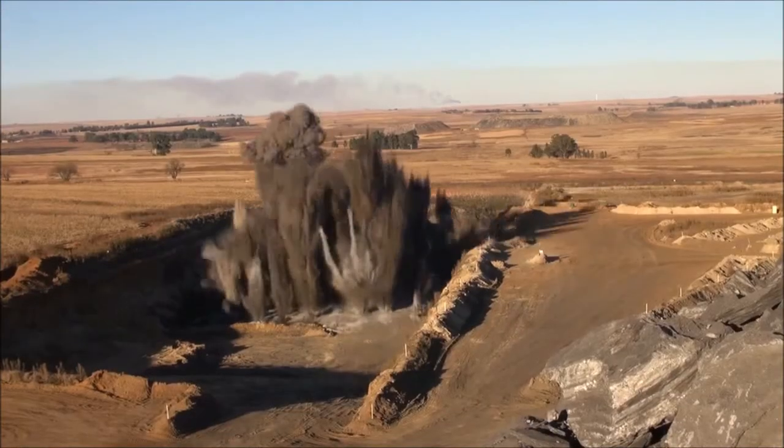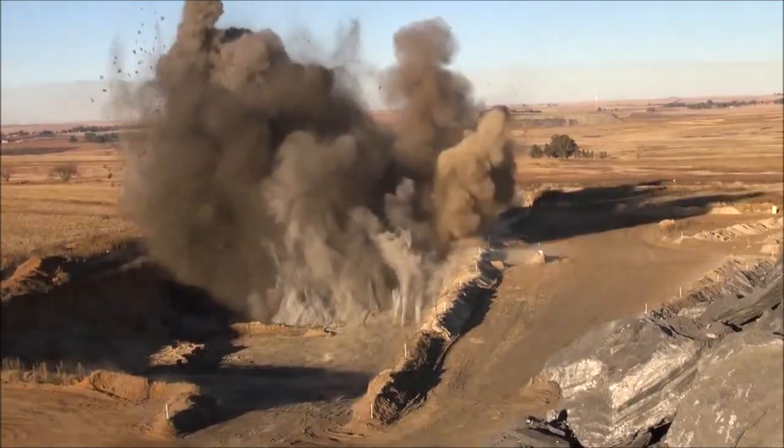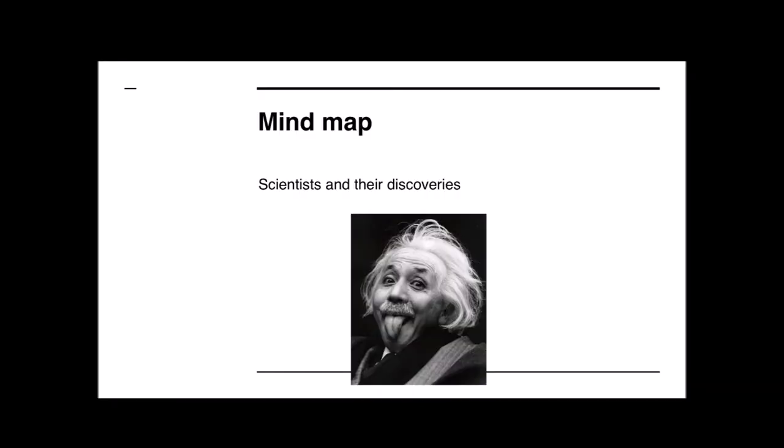So this episode is about accidental discoveries, like dynamite was discovered by accident. And what I want you to do is to think about and work together with your friends and think about the scientists and their discoveries. And there's so many scientists out there in history books that you can read about. I mean, I can just think of one, Niels Bohr.